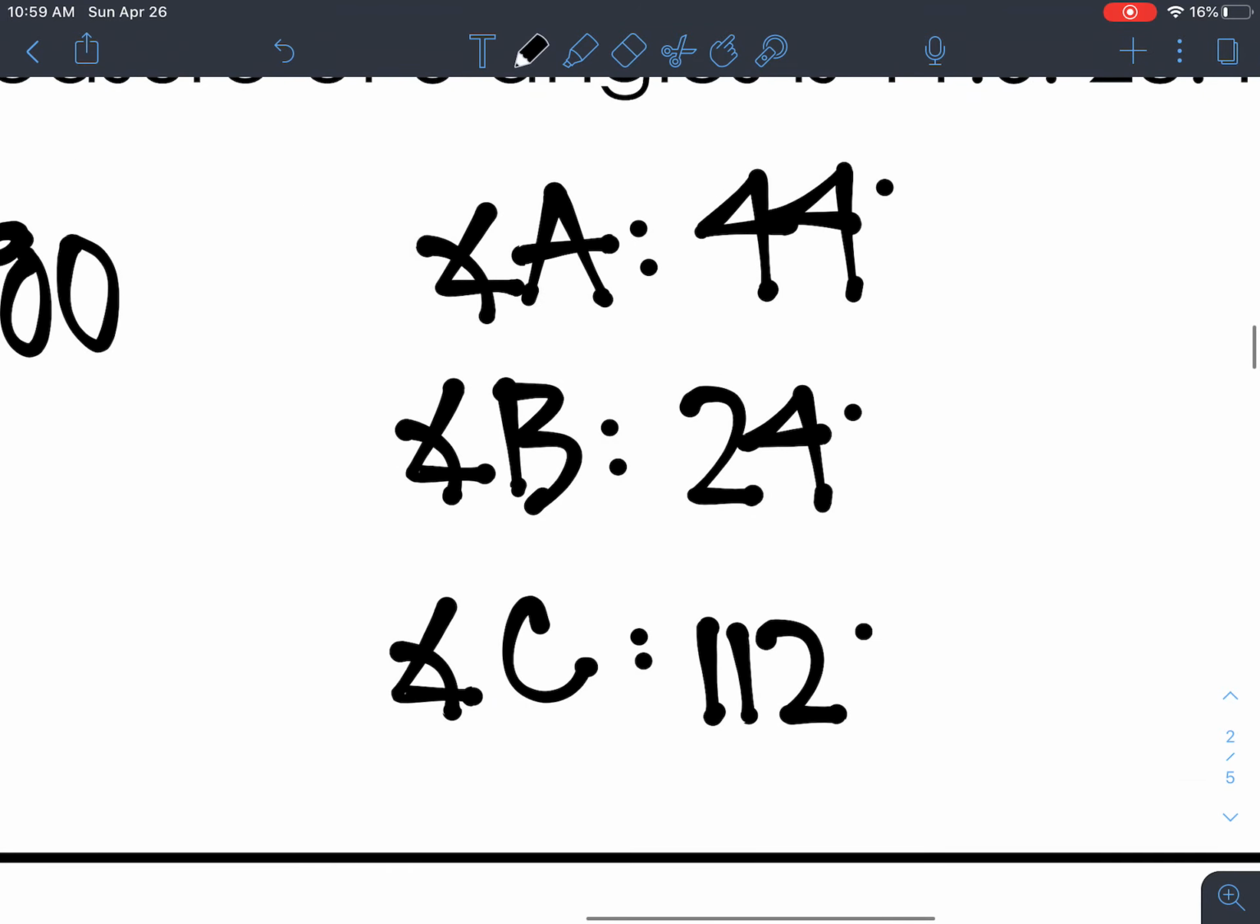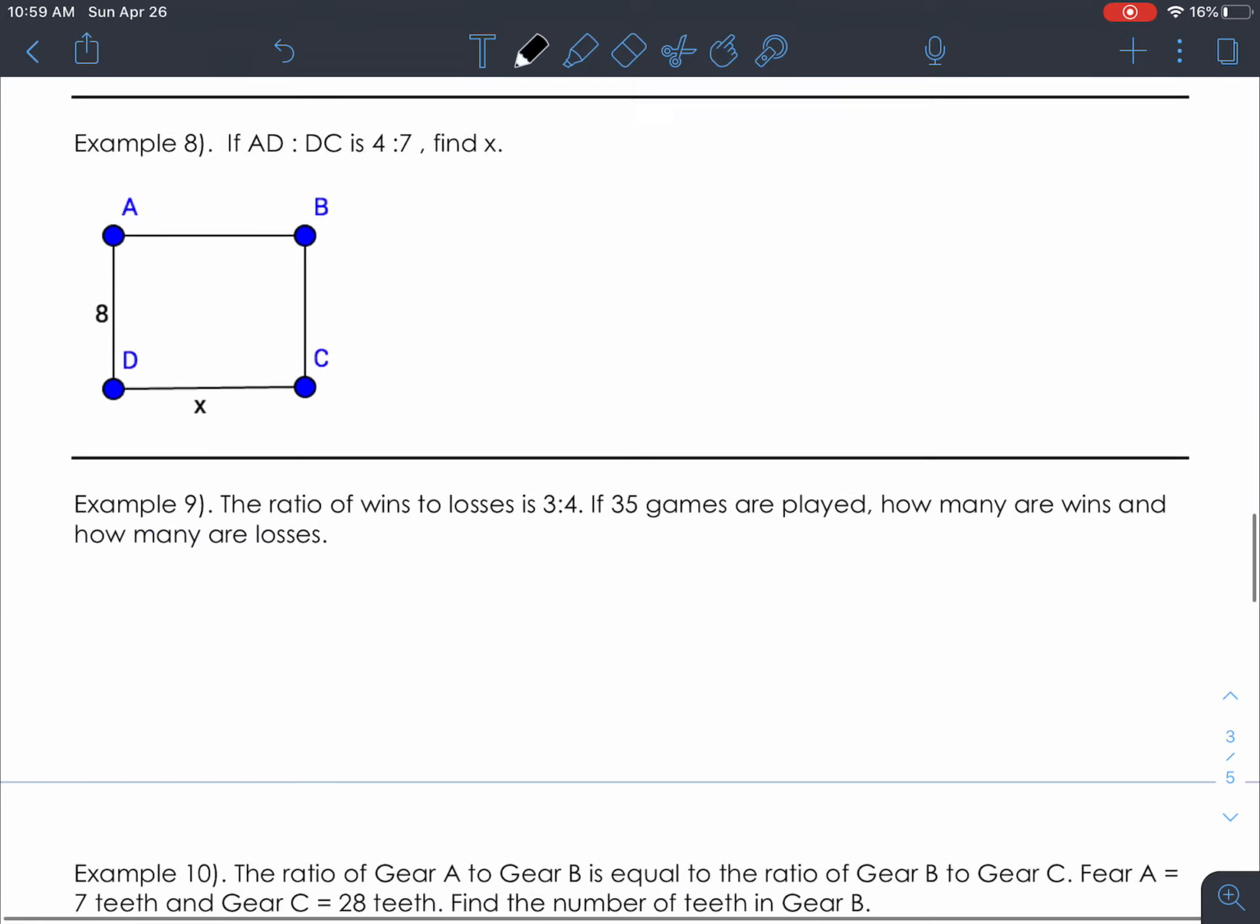So I'm going to pause here, and then we have one more section here about proportions, and then we're going to be done.